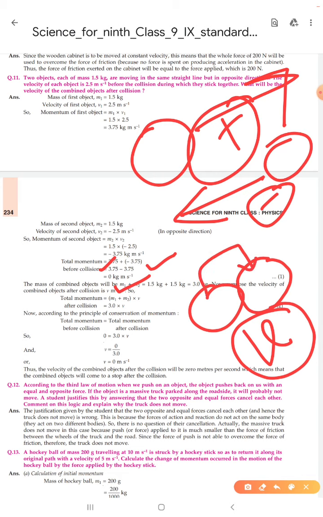Now the mass of these objects would be 1.5 plus 1.5, which is 3. So what should be the momentum? That should be mass into velocity, which is 3 into v. So this is the total momentum after collision. But we know from the principle that total momentum after collision is equal to total momentum before collision, which is 0. So 3v should be 0 and v equals 0. We can get our answer from here.